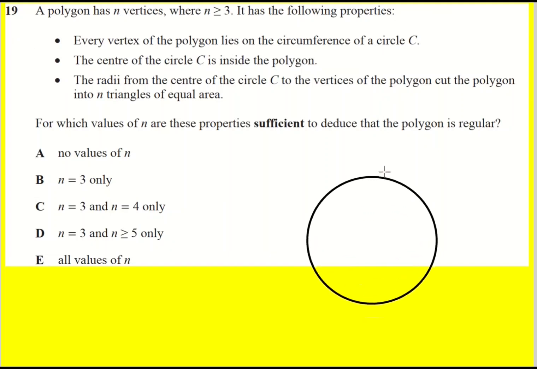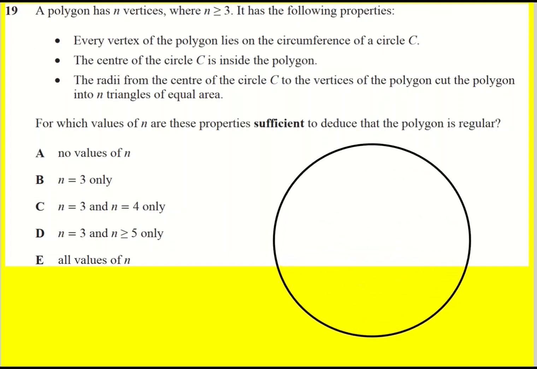Let me just sketch out what's going on here. We're told that a polygon has n vertices, where n is greater than or equal to 3, with the following properties. Every vertex of the polygon lies on the circumference of a circle, called an inscribed polygon, but the center of the circle must lie inside the polygon. So I couldn't, for example, draw a triangle like that.